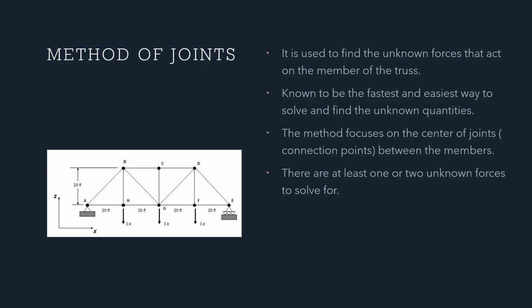To solve for the unknown forces acting on the trusses, we can use the method of joints. It's known to be faster and easier for finding these unknown quantities. The way this method works is that you focus on the center of the joints, or the connection points, here, between each member. There's going to be at least one or two unknown forces that we have to solve for.